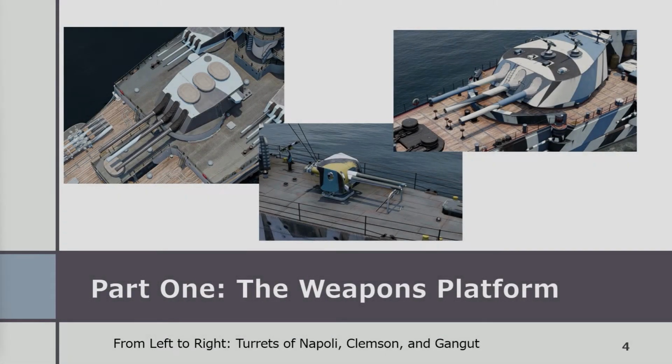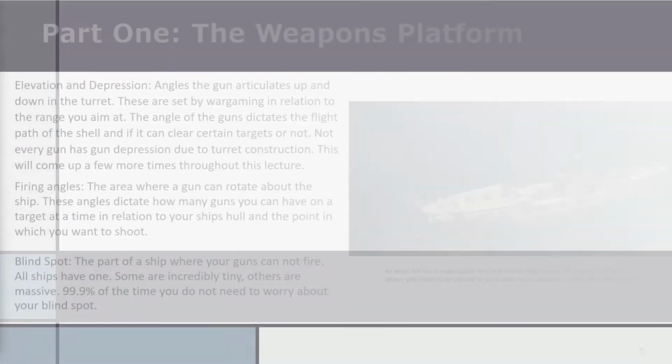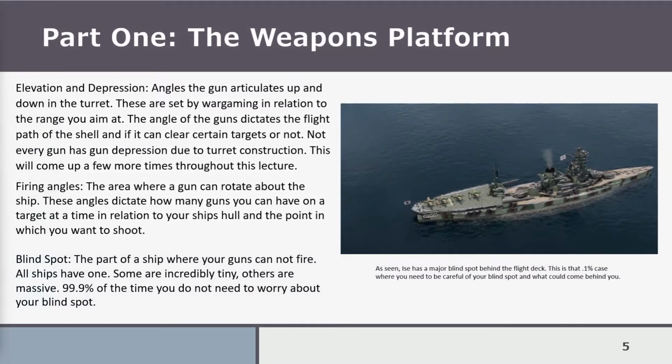So, Part 1, Weapons Platform. As we can see, a little example here from left to right are the turrets of Napoli, Clemson, and Gangut. They all look different. I think Napoli's looks pretty beautiful. Anyway, so, turrets. First thing before you even fire your guns.